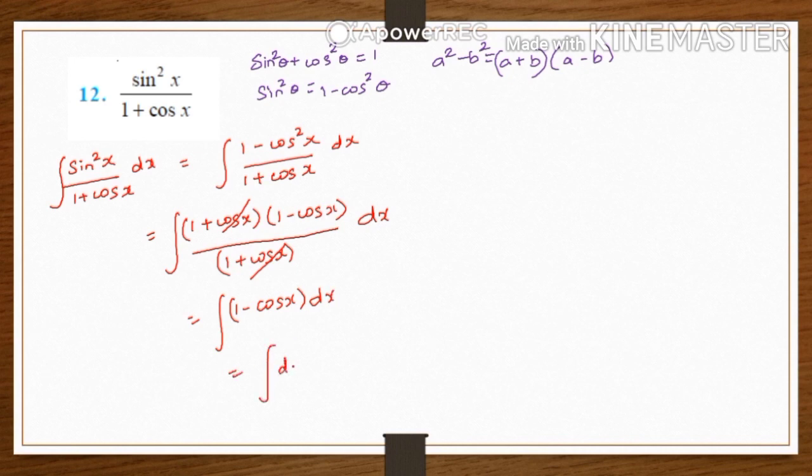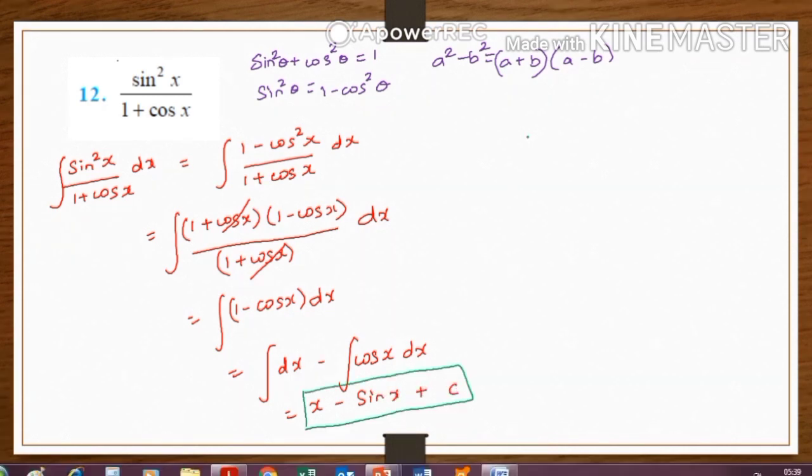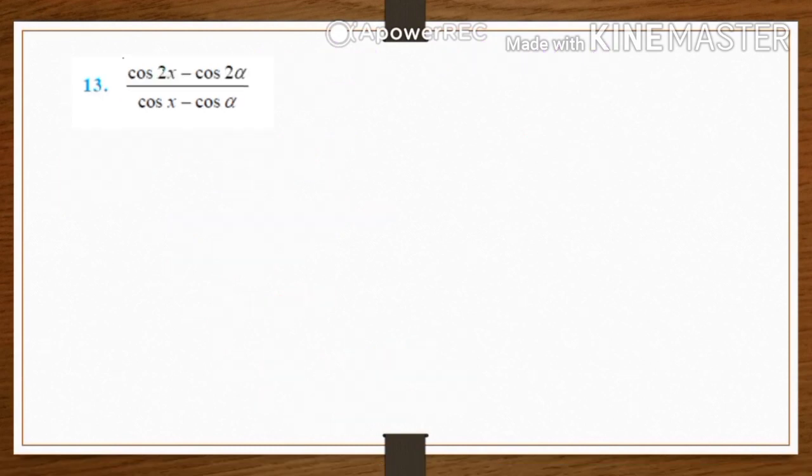So let us split the integral: integral dx minus integral cos x dx. Integral dx is nothing but x. What is the integral of cos x? It is sin x. So therefore the value is x minus sin x plus c, which will be the answer.